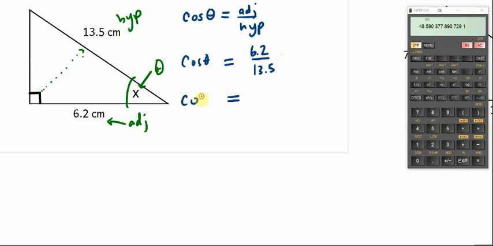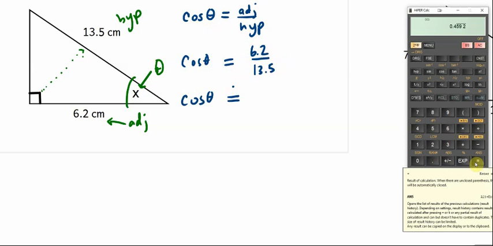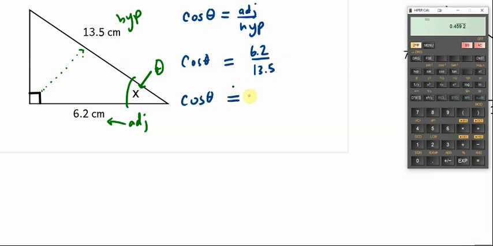So we're going to say cosine of theta is approximately, now here, because I just played with numbers, I don't know what it's going to be. So I'm going to go 6.2 divided by 13.5. My calculator does a little funny bar. So it's going to be 0.4592. Even though that portion repeats, that's as far as I really need to do.